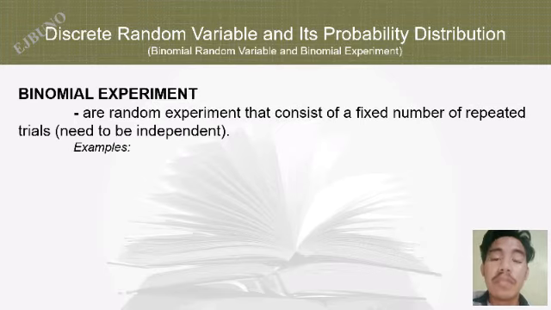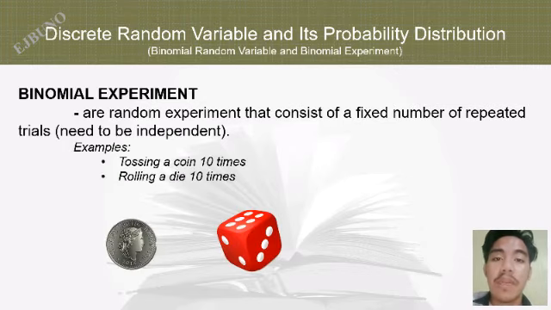What is a binomial experiment? Binomial experiments are random experiments that consist of a fixed number of repeated trials, and these trials need to be independent of each other, which means that the result of one trial does not affect the result of the other. For example, we have tossing a coin 10 times, at the same time rolling a die 10 times. When we toss a coin, it does not affect the result that we might observe from rolling a die.